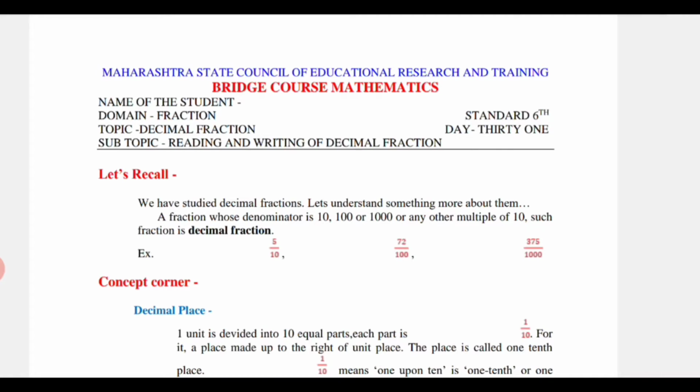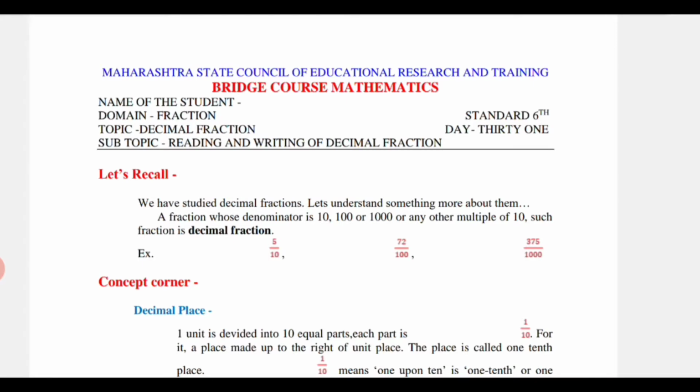A fraction whose denominator is 10, 100, 1000 or any other multiple of 10. These 10, 100, 1000 are known as multiples of 10. So, if there is any multiple of 10 in the denominator, such a fraction is known as a decimal fraction. An example is 5 upon 10. It is a decimal fraction. The second example is 72 upon 100. The third example is 375 upon 1000. These are examples of decimal fractions.